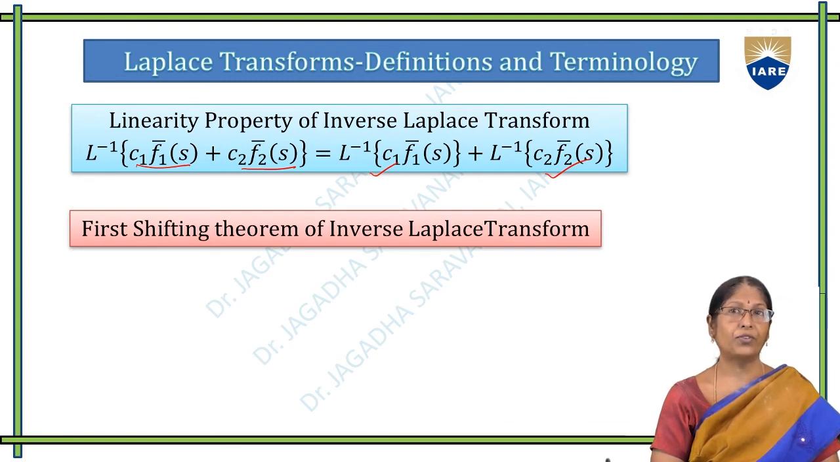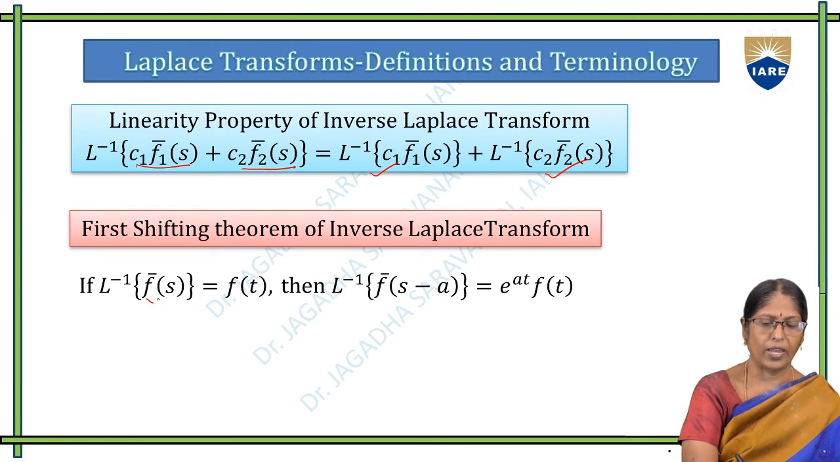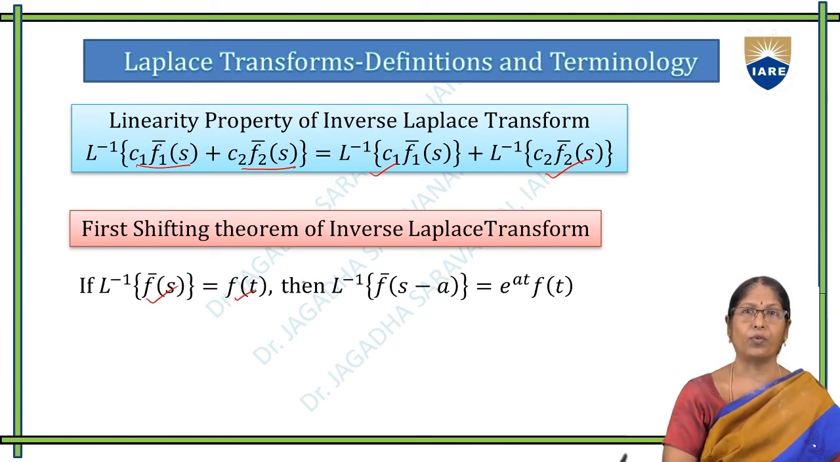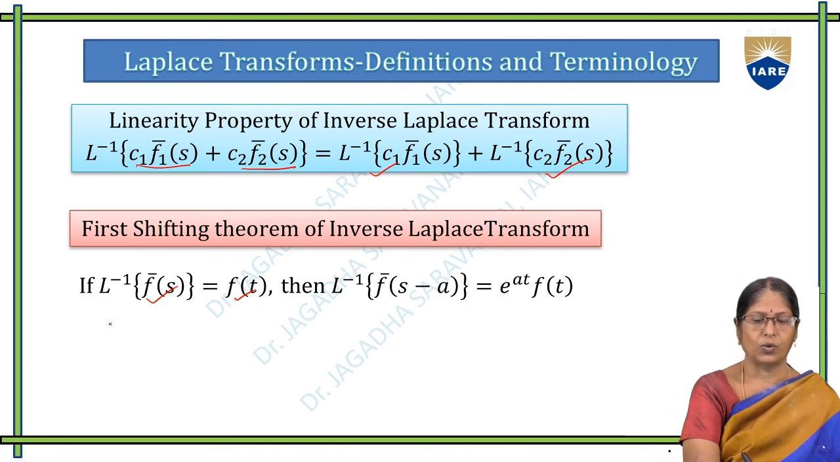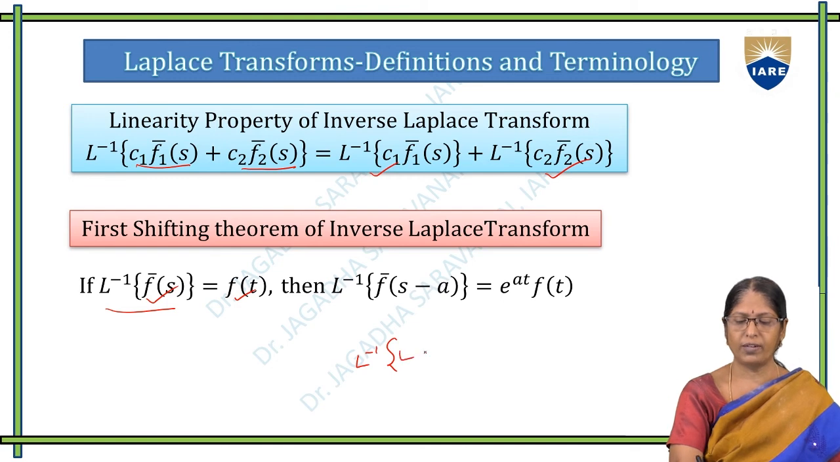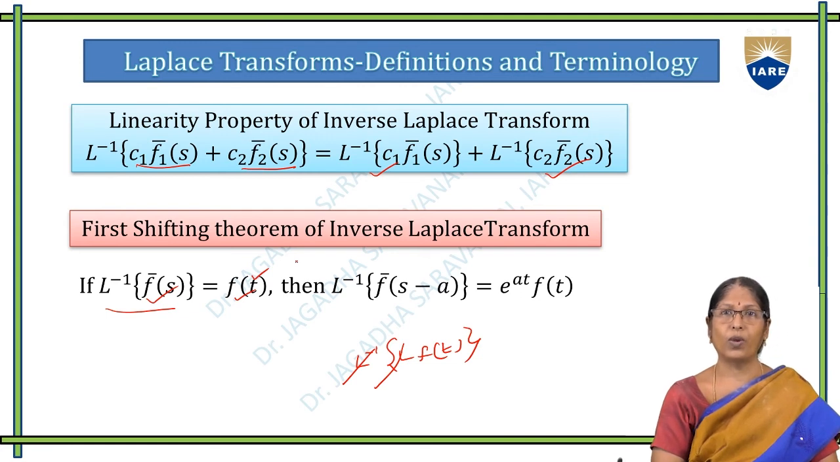Now the first shifting theorem of the inverse Laplace operator. L inverse of F bar of s is nothing but f of t. A simple way to see this simplification: L inverse of F bar of s. So far we discussed that F bar of s is nothing but L of f of t. Both get cancelled, leaving f of t. This is the way it is defined here.